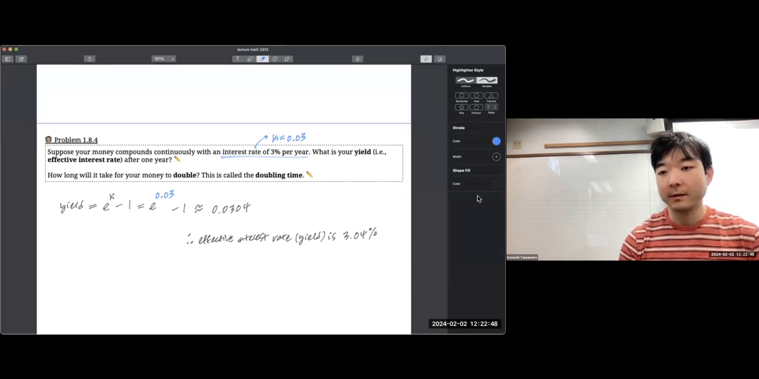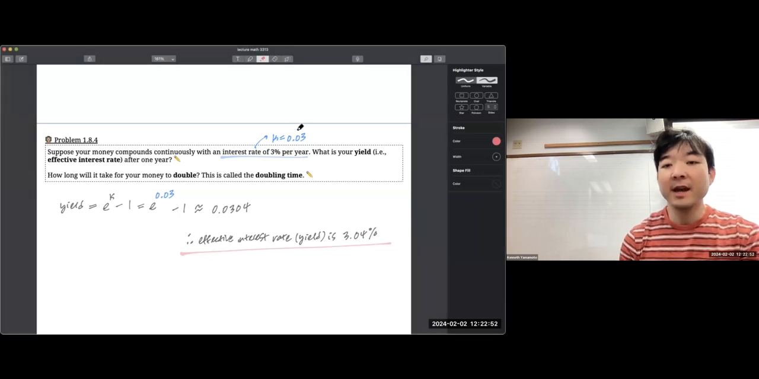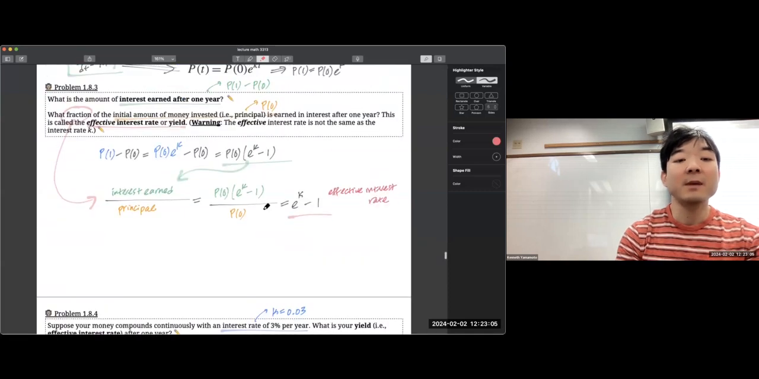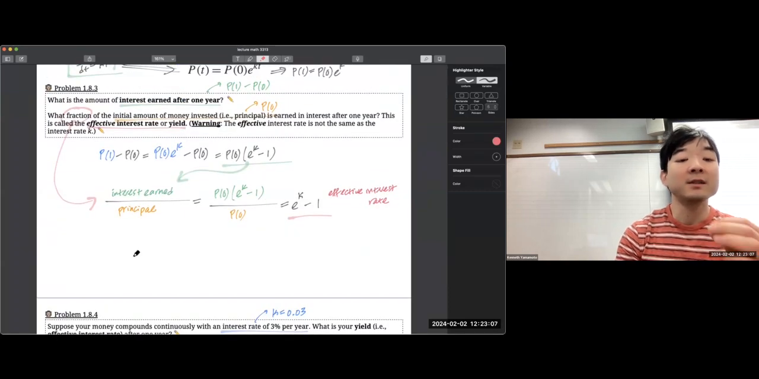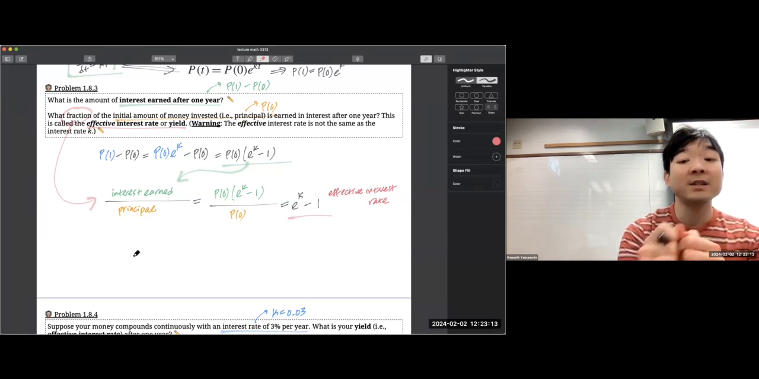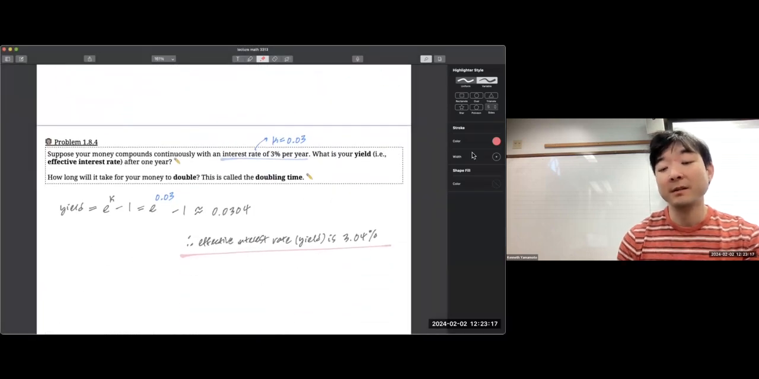Okay. So it looks different than the k, which is called the annual interest rate. It's just the growth rate in your exponential growth model. But your effective interest rate, which is how much interest you earned as a proportion of how much money you initially invested, is actually going to be always a little bit higher. And that's because of compounding.